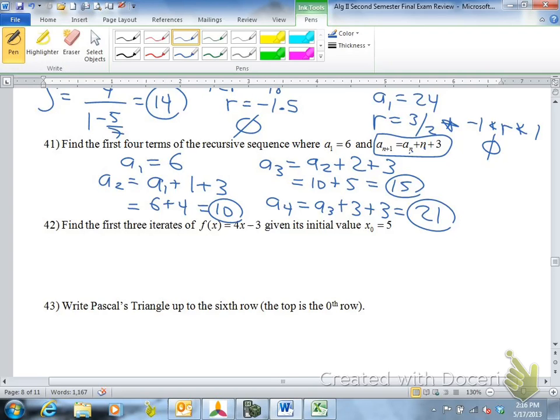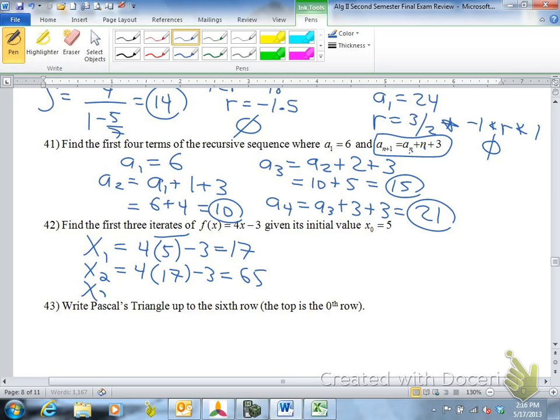To find iterates, you find the first one and then get the answer and then you do it again. And then do it one more time after that. So x sub 1, the first iterate, is 4 times 5 minus 3 is 17. To find the next iterate, you repeat the process. 4 times 17 minus 3 is 65. And the third one is 4 times 65 minus 3 is 257. So there are the 3 iterates.